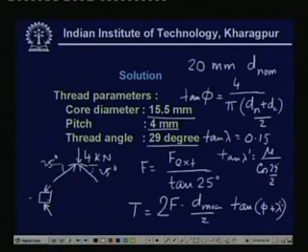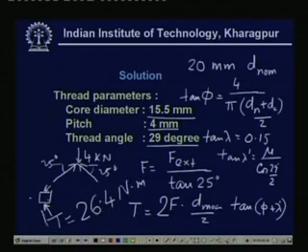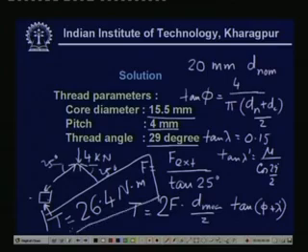So, hence the answer is here, and when you calculate everything, the torque required will be equal to about 26.4 Newton meter. So, this is how we have to solve this kind of problem.